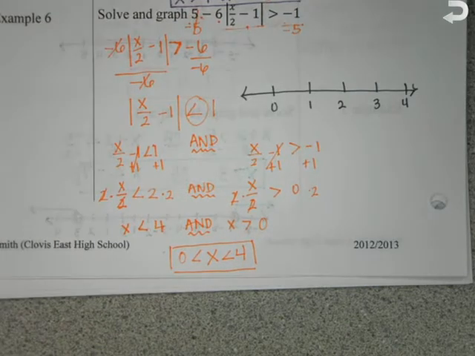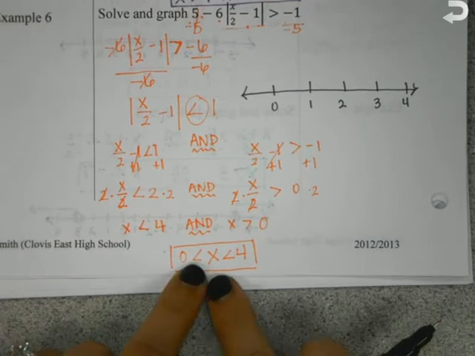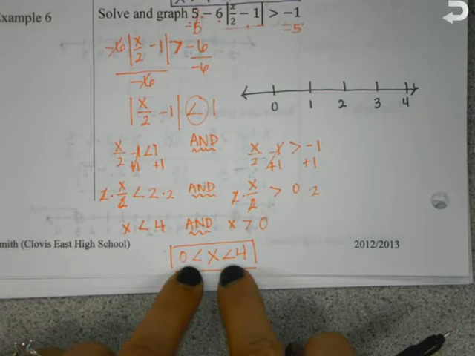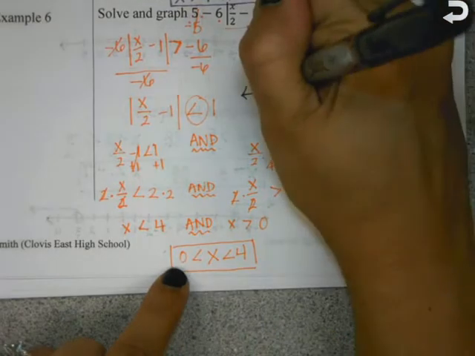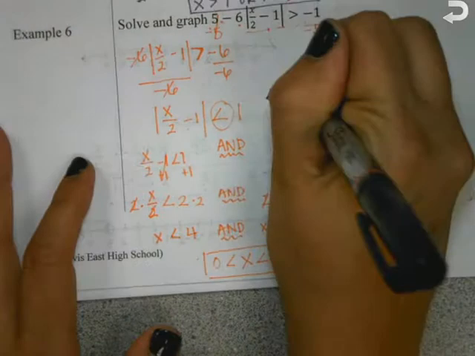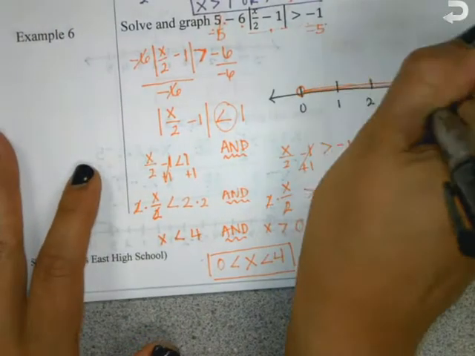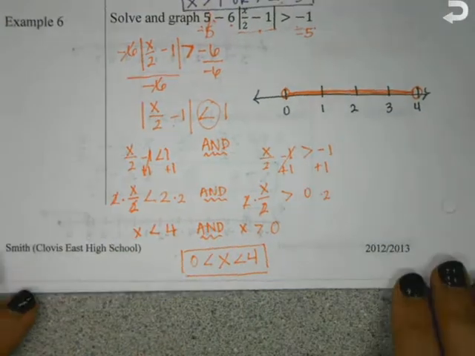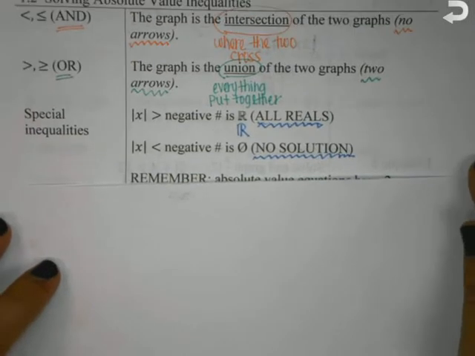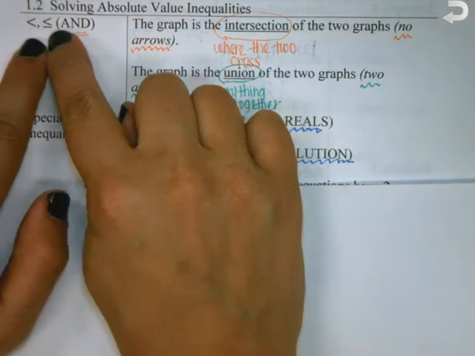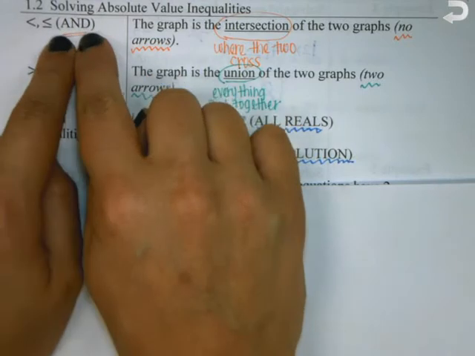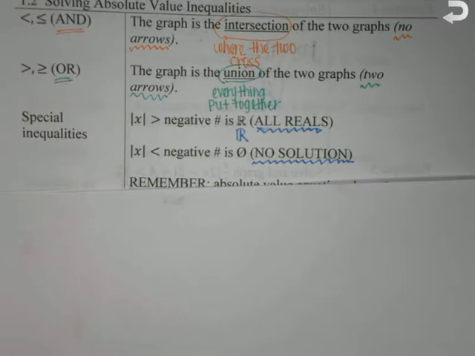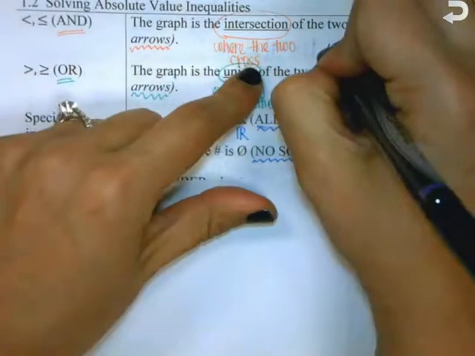Okay, so as a recap, when I'm graphing, if after I get absolute value by itself my symbol is less than or equal to, my word is and, that means that my graph is going to be the intersection, or where the two graphs cross. So my number line will look something like this. I'll have my number line, I'll have my 2 points, I'll make them closed in this example, and my answer is somewhere in between the two.